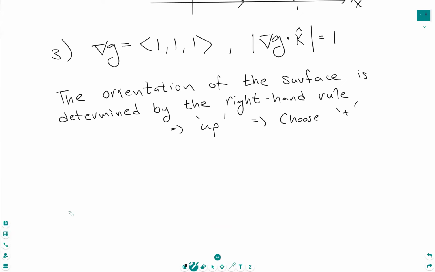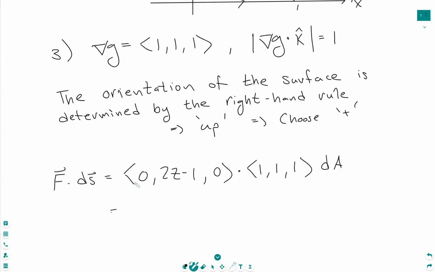Okay, so our F dot dS is therefore 0, 2z minus 1, 0, dotted with 1, 1, 1 dA, which ends up giving us 2z minus 1 dA.